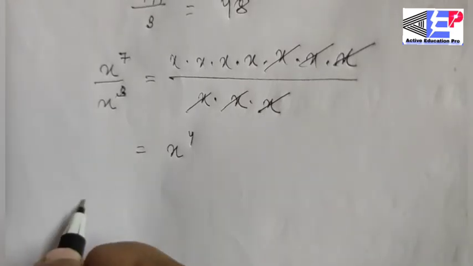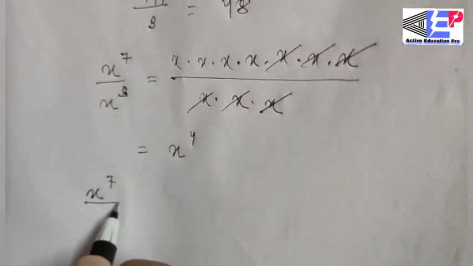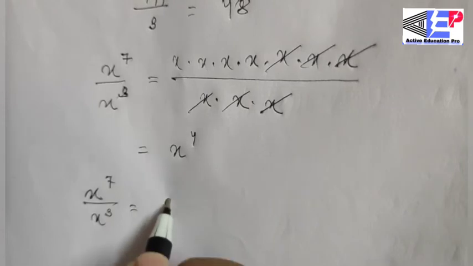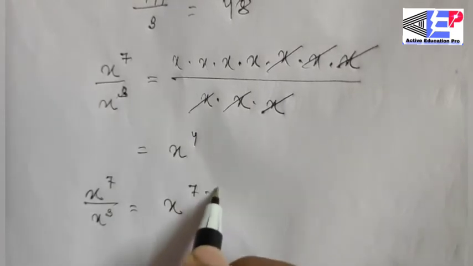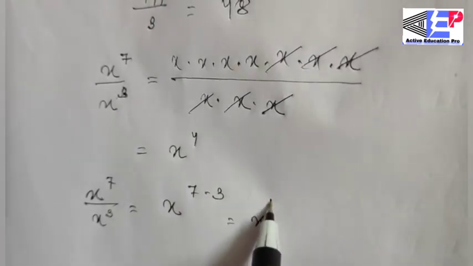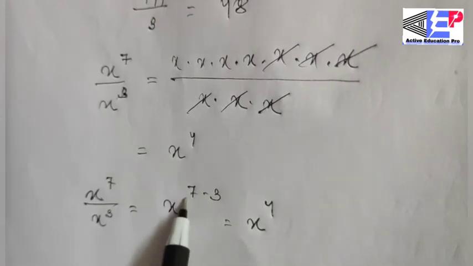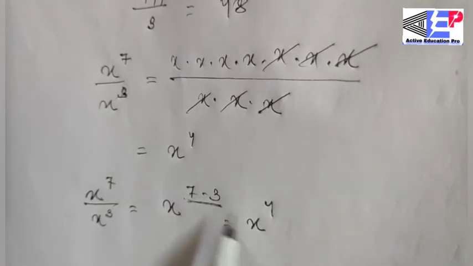I mean x to the power 7 divided by x to the power 3 is equal to x to the power 7 minus 3, which is equal to x to the power 4. Just subtract the powers. 7 minus 3 is equal to 4.